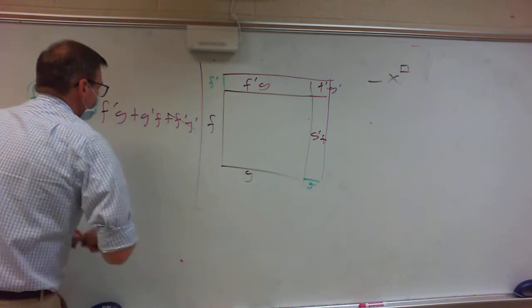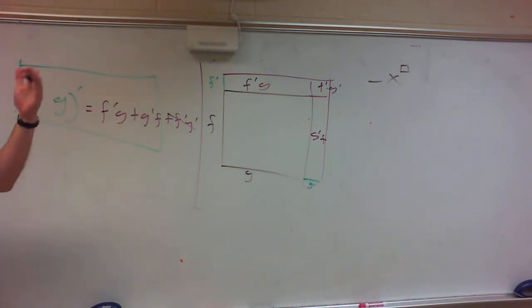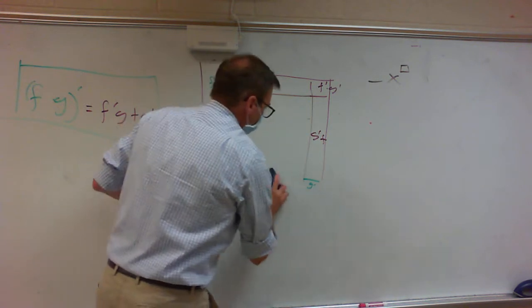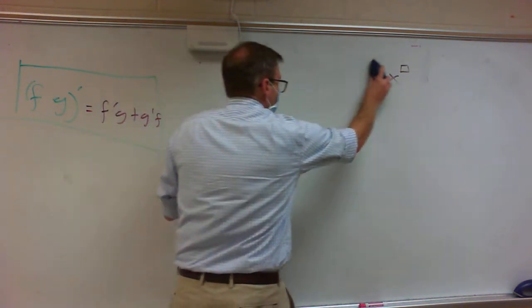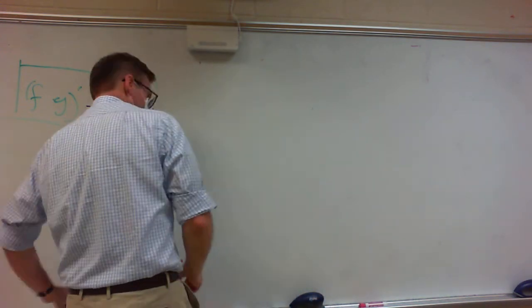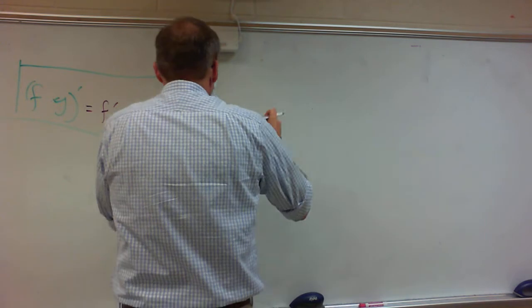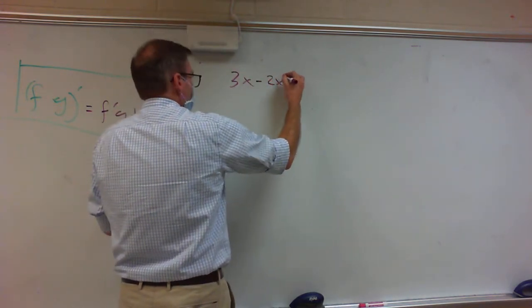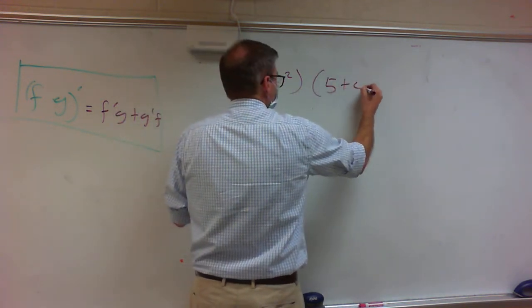Oh, look. We have, this is called the product rule, right? So what's it good for? Well, let's look back at that first problem. Let's say I give you 3x minus 2x squared, and this is 5 plus 4x.